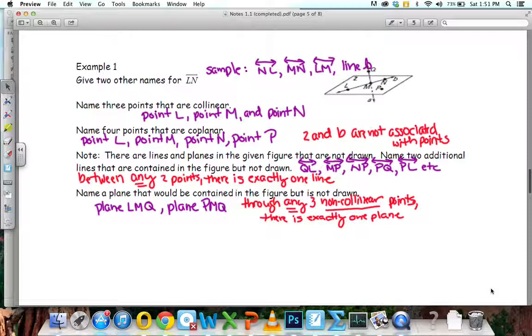All right, and so we've got lines and planes in the figures that are not drawn. So any 2 points in the plane make a line. So for example, QL, right? It's 2 points, so automatically there is a line drawn between them. And so that's what all of these are. They are naming those lines. And then if we name a plane that is not drawn, LMQ is a plane, right? I have 3 non-collinear points, therefore there is a plane.